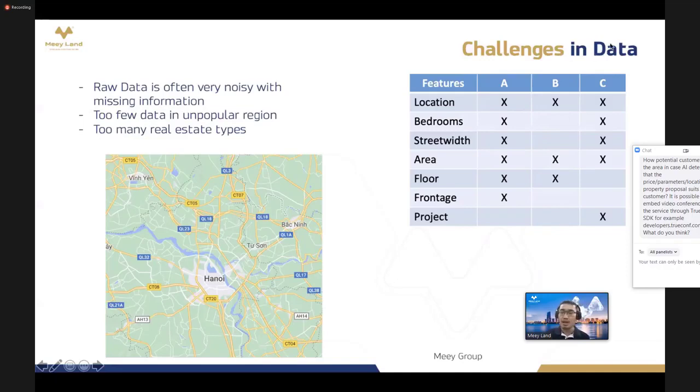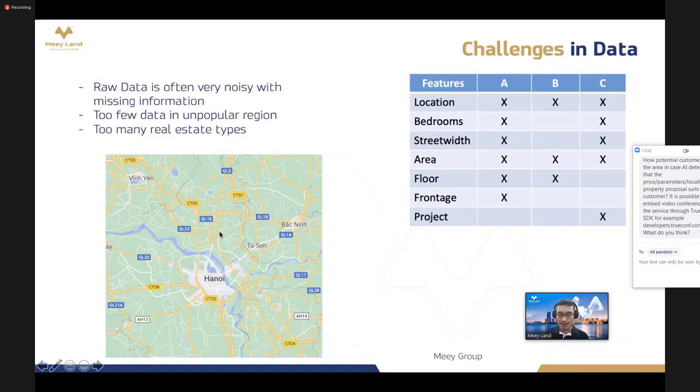Also, this is a small map of Hanoi, Vietnam's capital. With Hanoi, we have a lot of information. We have many data here. But if we go out of Hanoi, there are going to be very rare properties. So the data is scattered from here to there. With so few data, it is really hard to try to estimate that.